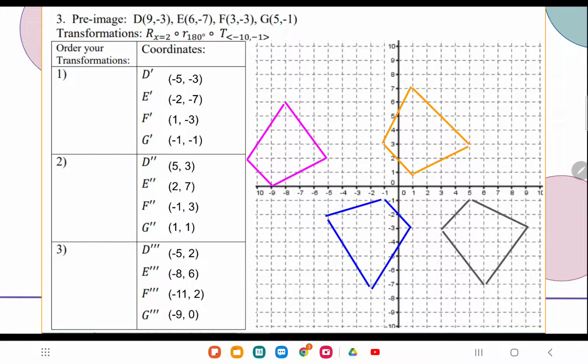So that is how you are going to notate your transformations for your figures. Remember that capital R means reflection, lowercase r means rotation, and we use the subscripts to tell folks exactly what we want them to be doing with their figures.